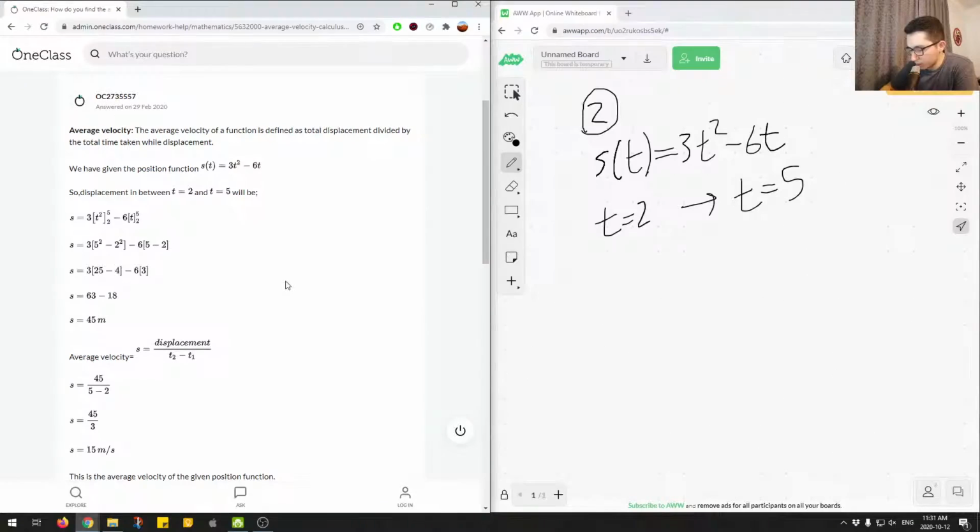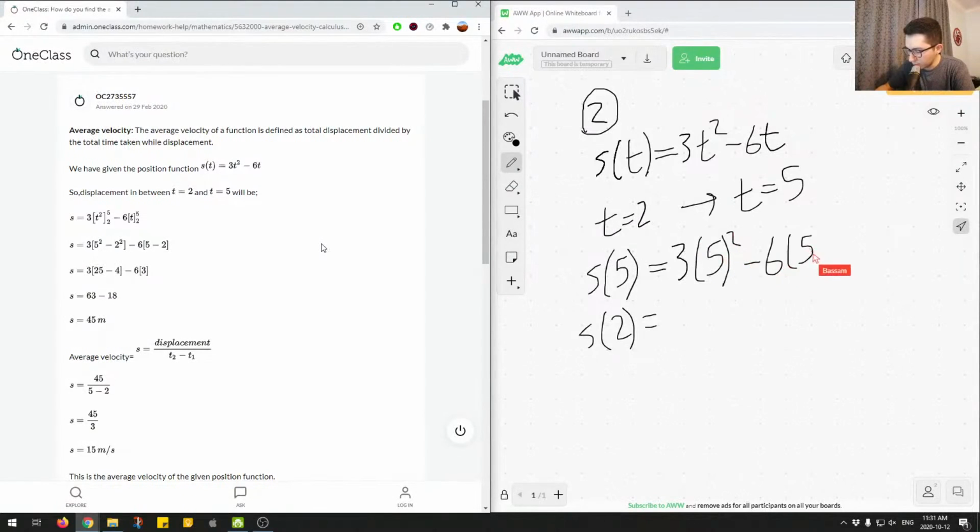So we'll substitute. Here they do everything in one step. We'll split it out into a couple of steps. So we'll just evaluate at s equals 5 and at s equals 2. And we want to figure out the displacement at time equals 2 seconds and time equals 5 seconds. So we can just plug this in. So this will give us 3 times 5 squared minus 6 times 5, and then the bottom would be 3 times 2 squared minus 6 times 2.